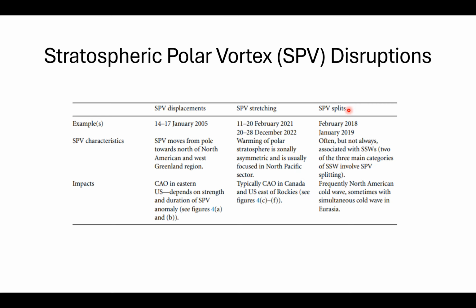And then over here on the far right, we got stratospheric polar vortex splits, which occurred in February 2018 and January of 2019. They're often but not always associated with sudden stratospheric warmings. And then you have frequently North American cold waves occur with the splits, but sometimes with simultaneously cold waves in Eurasia. So sometimes you can get cold waves in both the North American side and Eurasian side associated with the two vortices of the polar vortex, but that's not always the case.